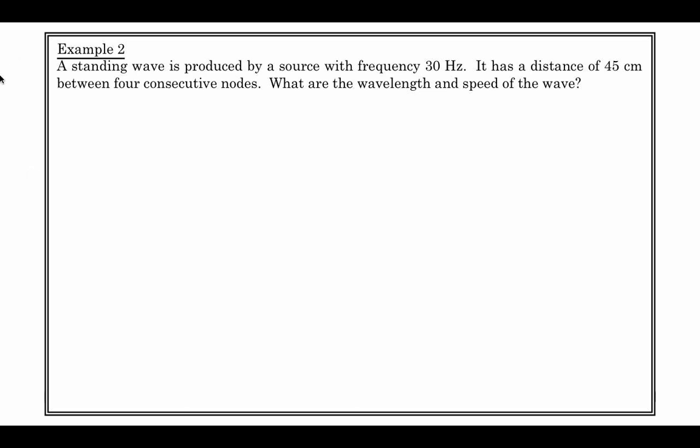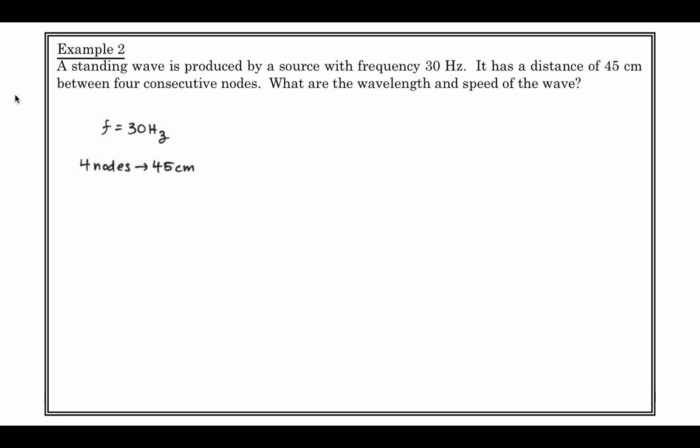Here's example 2. A standing wave is produced by a source with a frequency of 30 hertz. It has a distance of 45 centimeters between 4 consecutive nodes. So we've measured and we've got 4 consecutive nodes and 45 centimeters in between them. What is the wavelength and what's the speed of the wave? Well, we know what the frequency is, and we know that 4 nodes in a row is 45 centimeters.